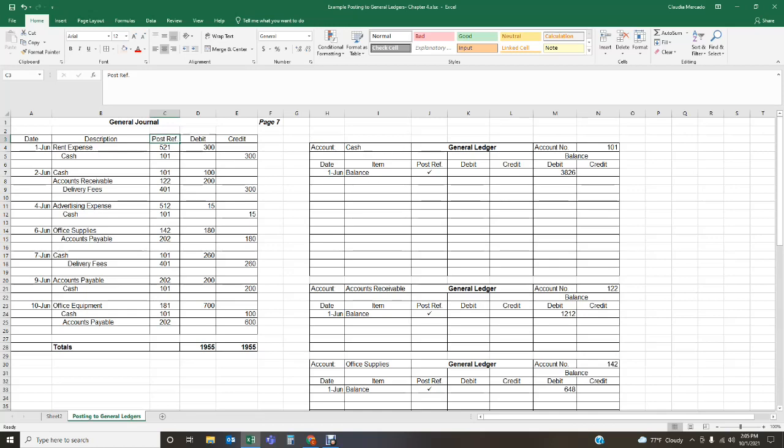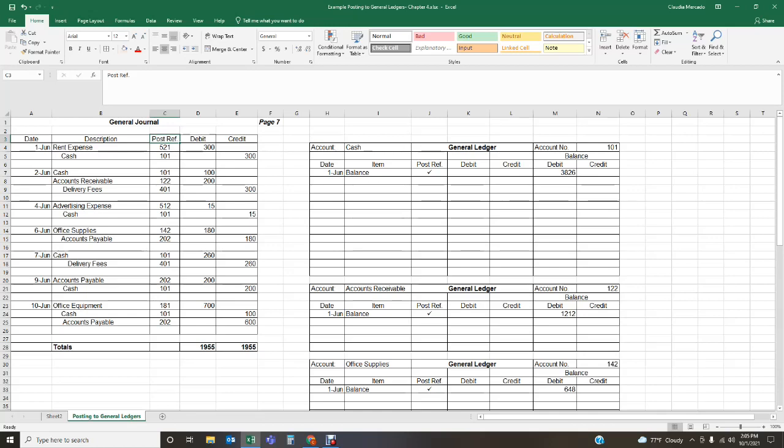So now, this is my beginning balance. I'm going to begin transferring the information from my journal to my ledger. So I'm going to go to my journal and I'm going to locate all of the transactions that have the account cash involved.